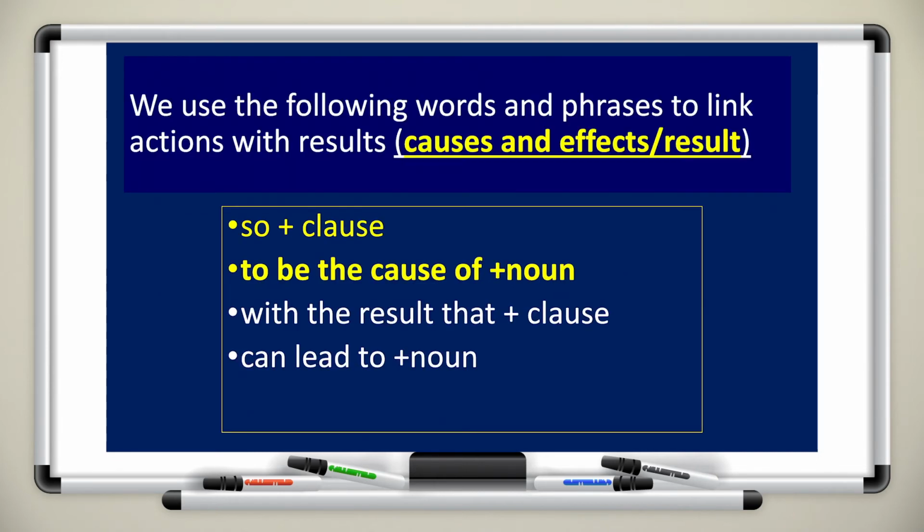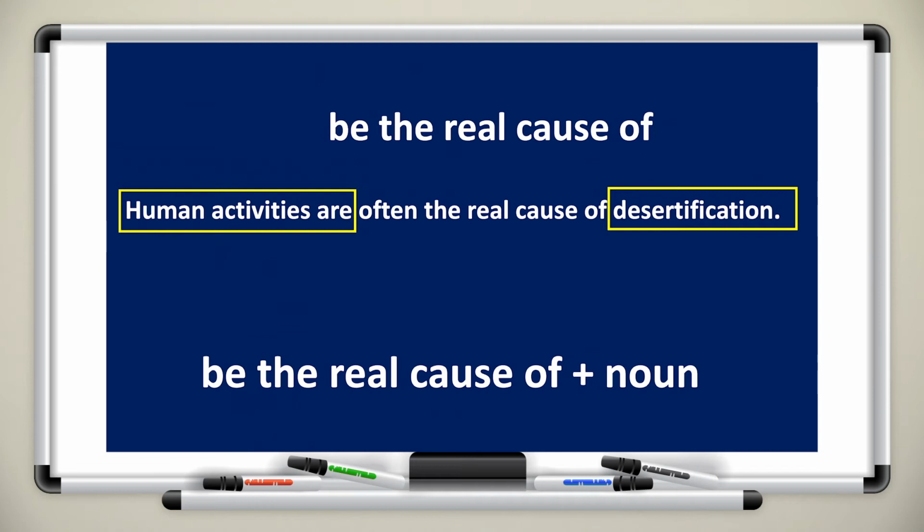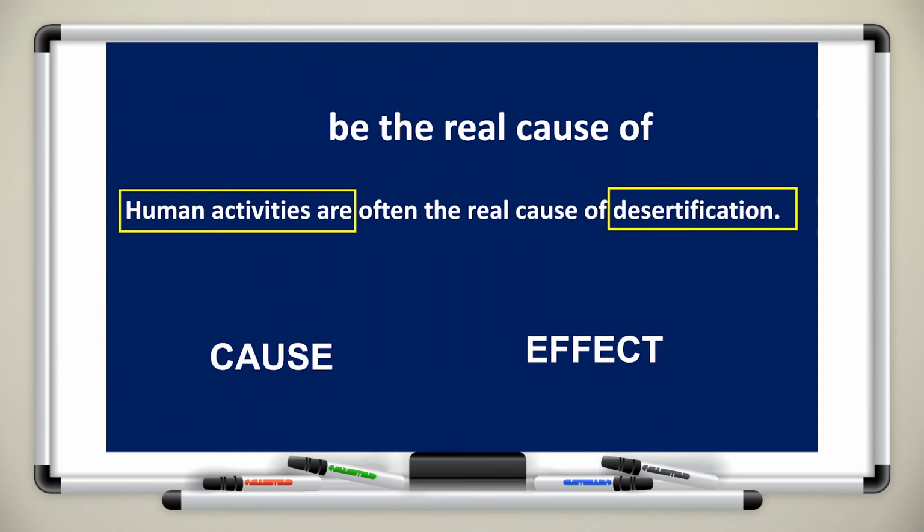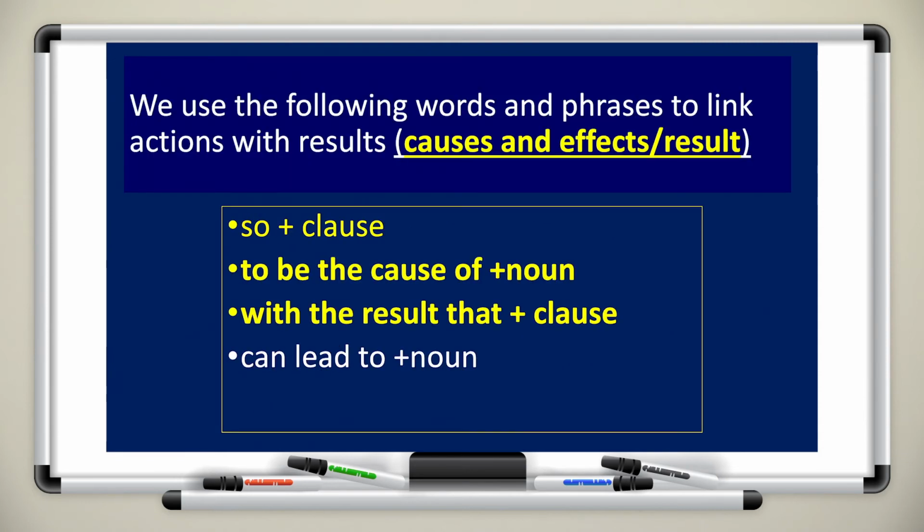Let's look at another example. Human activities are often the real cause of desertification. Here, we're meaning to be the real cause of, followed always by a noun. Notice, human activities are. What's the cause? Often, the real cause of desertification. So the effect is desertification.